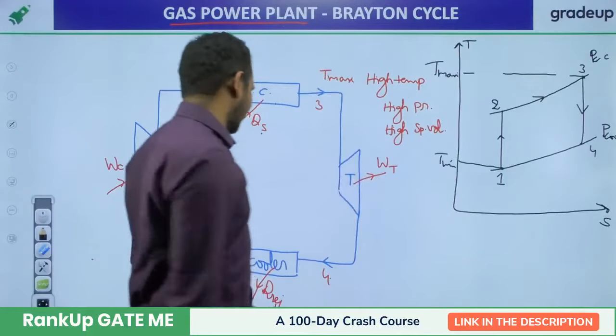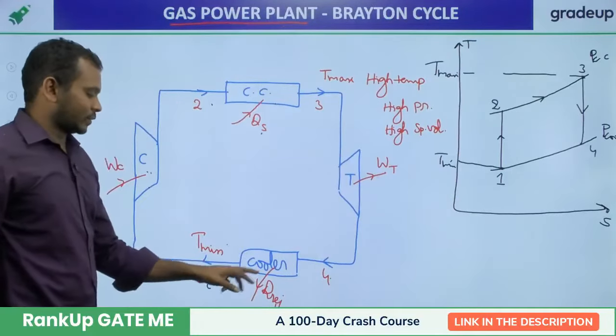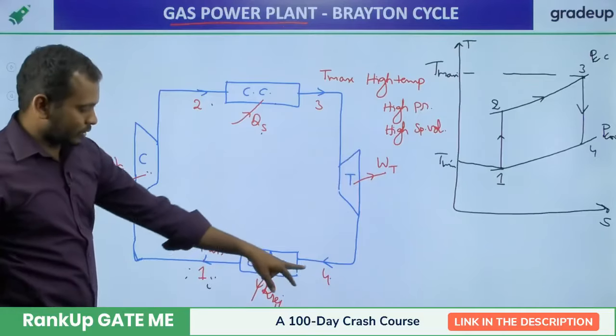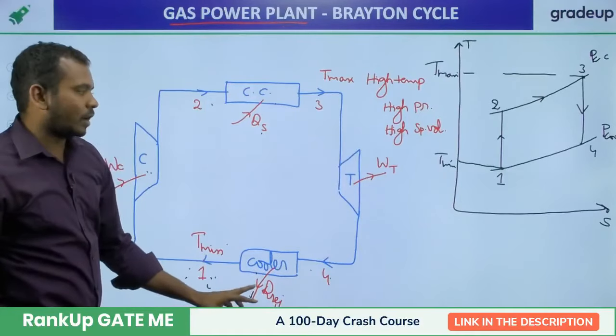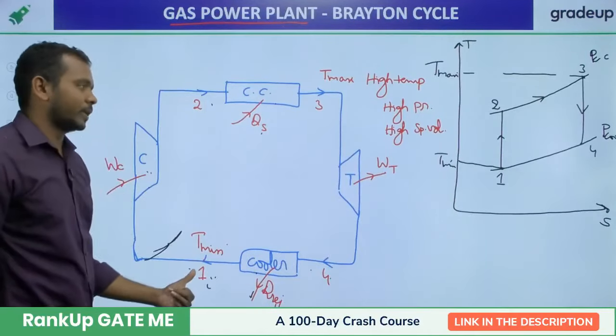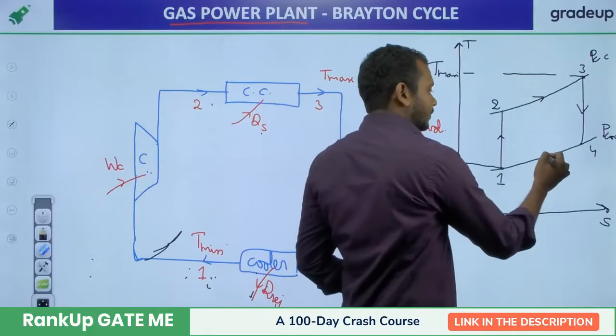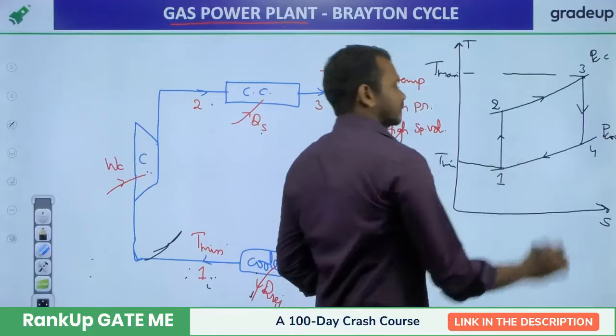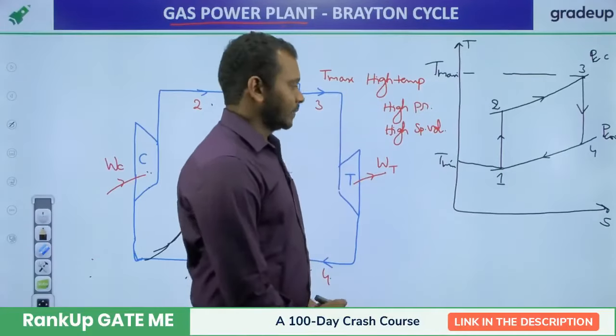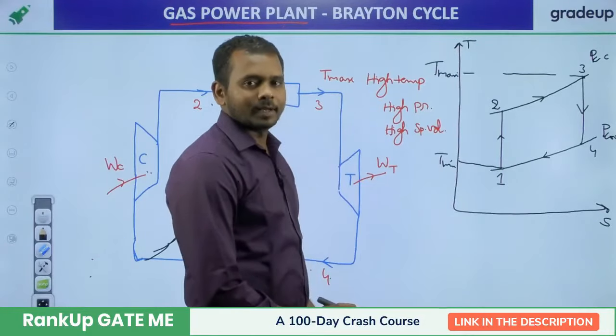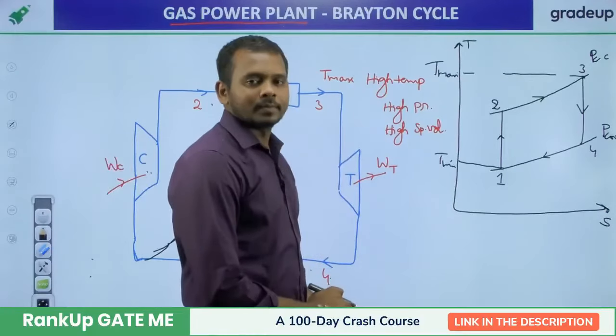Now with this state 4, it enters the cooler. In the cooler, we use a cooling system. To that cooling system, the gas rejects heat. On rejecting the heat, it reaches the minimum temperature along the constant pressure again. Along the constant pressure line, it reaches the minimum temperature of the cycle. Right? By now it completes one cycle.